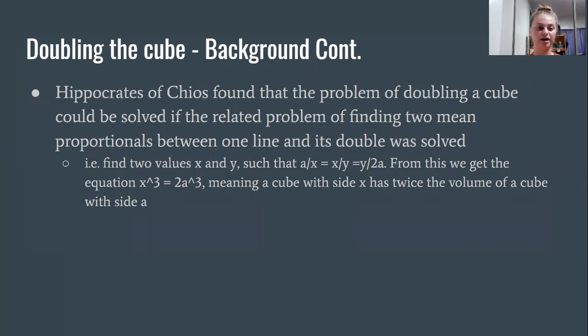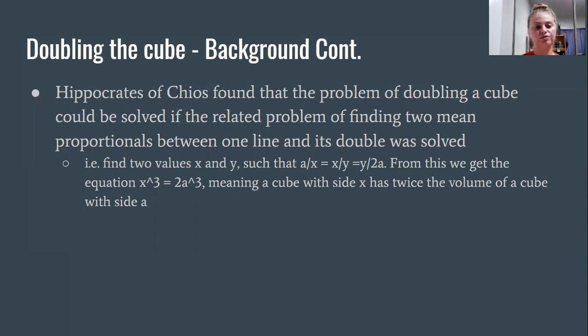And then we have Hippocrates of Chios, and he found that the problem of doubling a cube could be solved if the related problem of finding two mean proportionals between one line and its double was solved. So that's kind of hard to decipher, so I included an example. This is kind of how we would say it today.